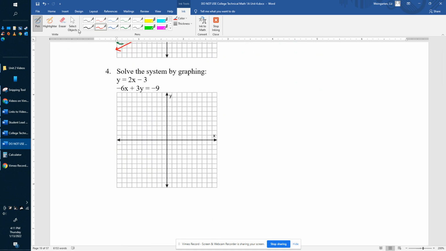All right, last example. Let's look at number 4. Do the first equation in red. Do our normal thing that we do. X, y, x equals 0, y equals negative 3, y equals 0, we'll add 3 to both sides, and x equals 3 halves. Or 1.5. Now let's look at our other equation.